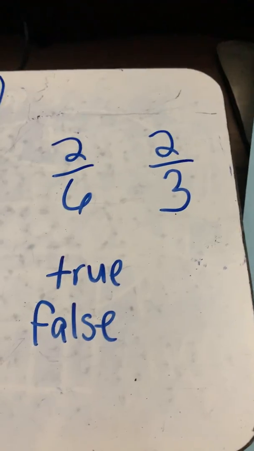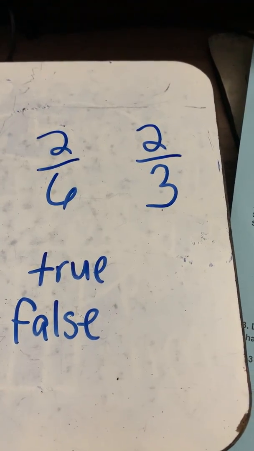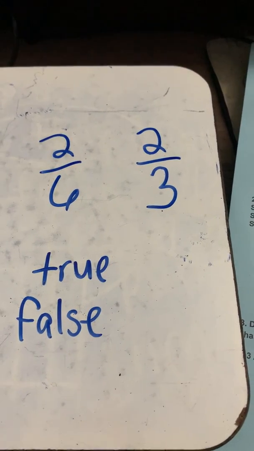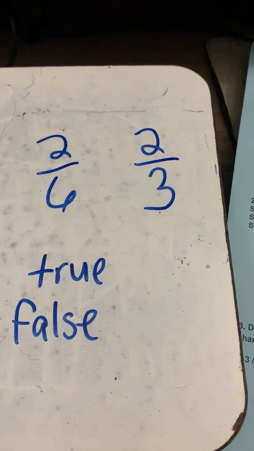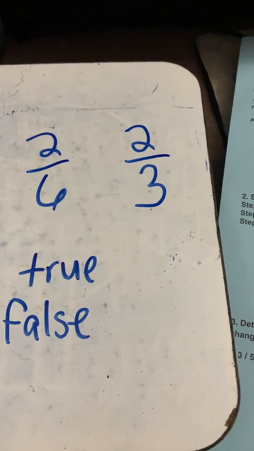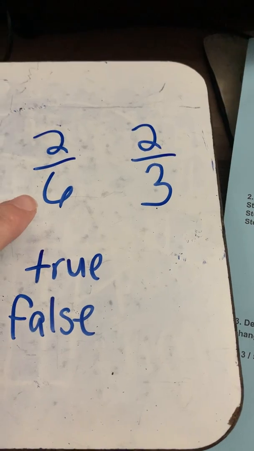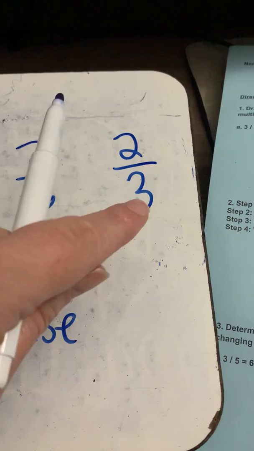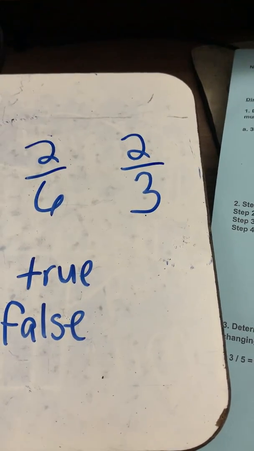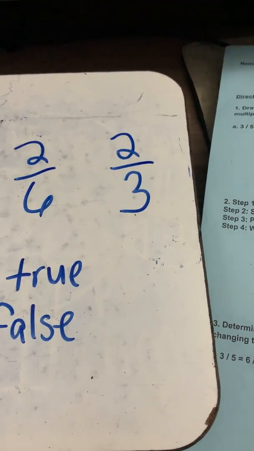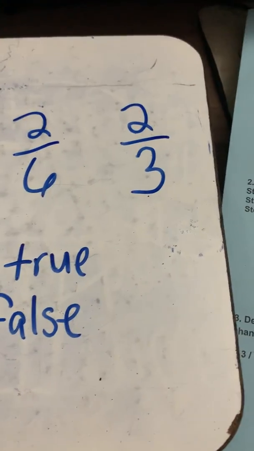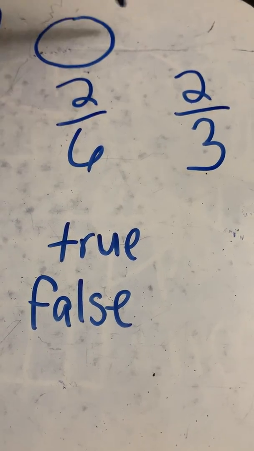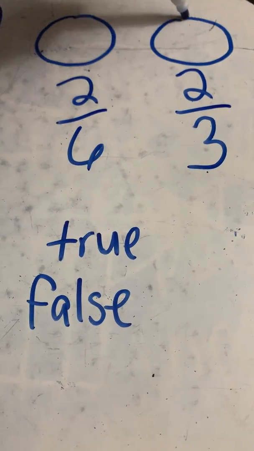Okay, so let's look at this. What are some things you notice and wonder? Well, I notice that their numerators are the same. I wonder which one is bigger. If I have a candy bar divided into 6 pieces and I give out 2 of them, or if I have a candy bar divided into 3 pieces and give out 2 of them, which one is bigger? So I'm going to draw 2 models, and I'm going to compare the models. I think I'm going to draw circles for this one. You can draw circles, you can draw rectangles.